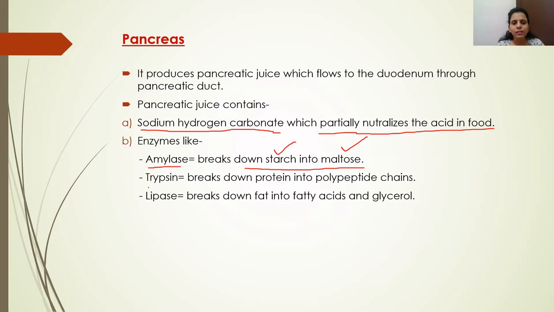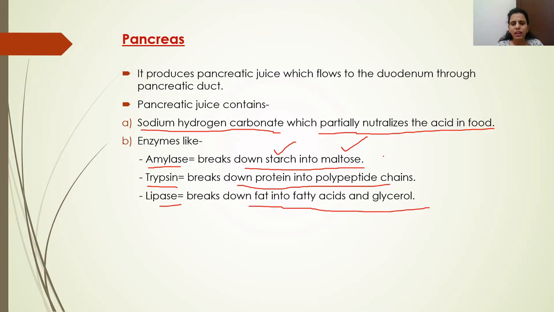Okay, then it has a second type of enzyme called trypsin. Trypsin will break down protein into polypeptide chains. Trypsin is a kind of protease. Amylase is a kind of carbohydrase. So trypsin breaks down complex protein molecules into polypeptide chains. And lipase will break down fat into fatty acids and glycerol.